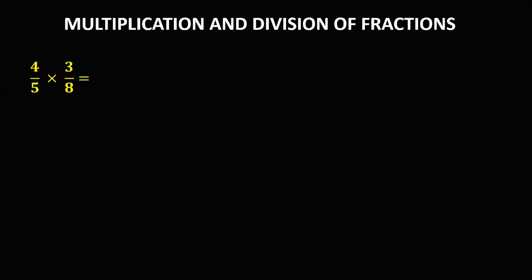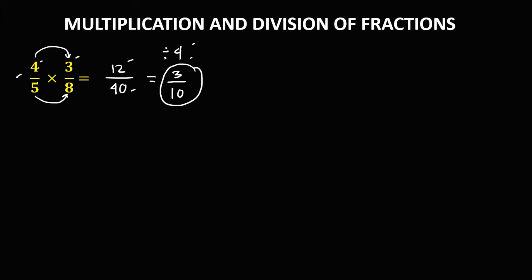Then for this given, using the rule for multiplication of fractions, just multiply these numerators. So 4 times 3, that's 12. Then over 5 times 8, that's 40. Then since we can reduce this fraction because 12 and 40 are divisible by 4. So this 12 divided by 4, that's 3. Then over this 40 divided by 4, that's 10. So the product of these fractions is 3 over 10.